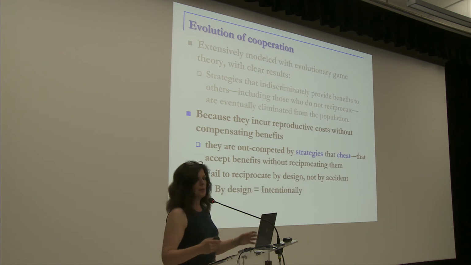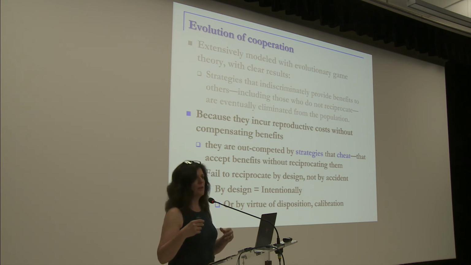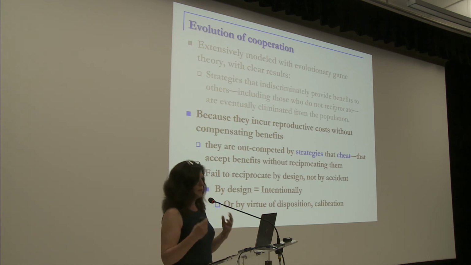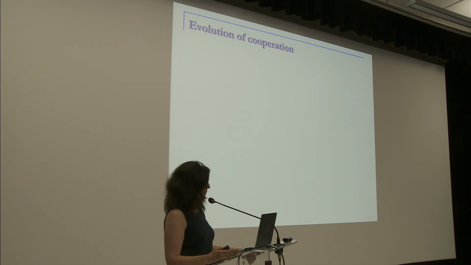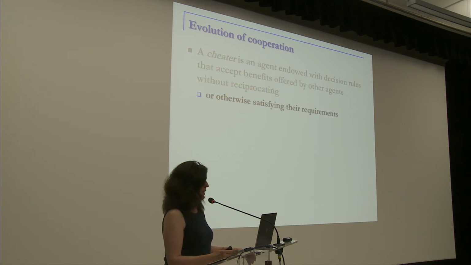So by design, I mean either intentionally in the common sense of the term, or you can think by virtue of the strategy implemented in the organism's head, by virtue of their disposition, by virtue of the calibration of their mechanisms, et cetera. So a cheater or a defector is an agent endowed with decision rules that accept benefits offered by other agents without reciprocating or otherwise satisfying their requirements.